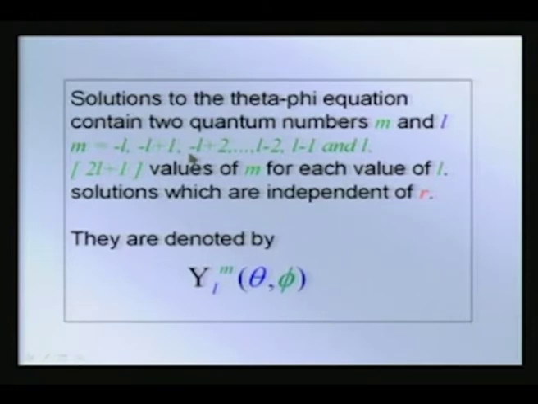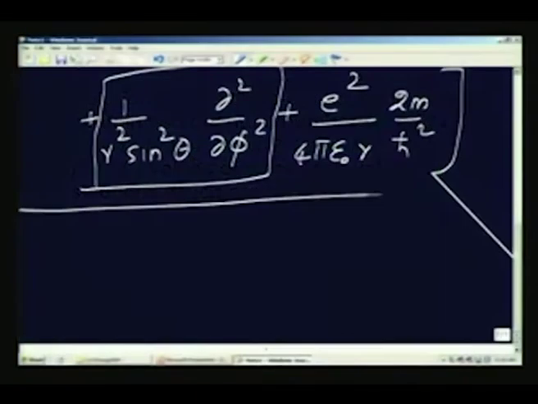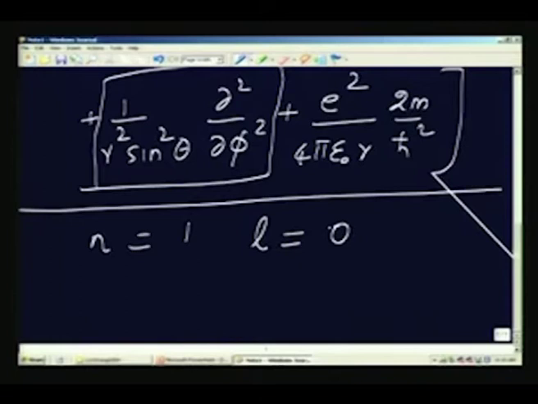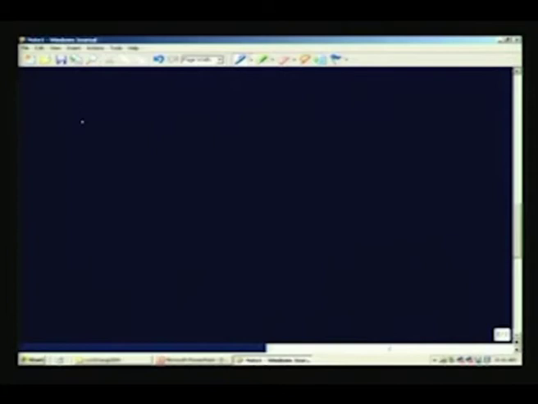Suppose you look at a solution corresponding to n equal to 1. The corresponding angular equation solution will contain only l equal to 0 up to n minus 1, which is 0 here. Therefore, l equal to 0 is the only possible quantum number for that particular solution. And what are the corresponding m values? m is also from minus l to plus l, which corresponds to only 0.